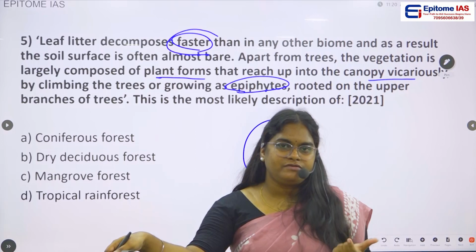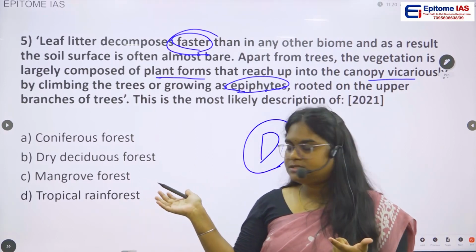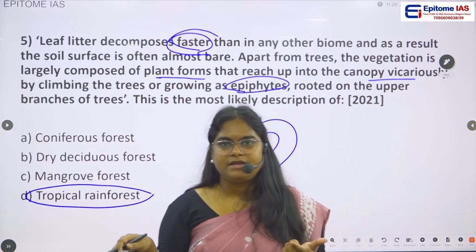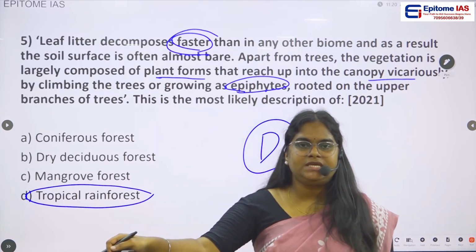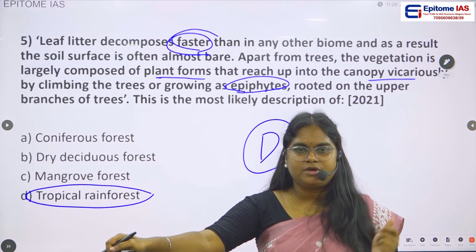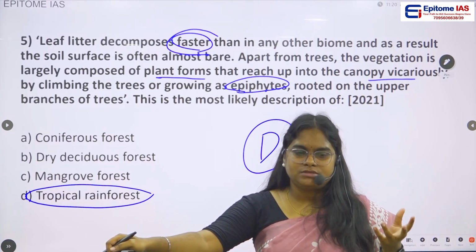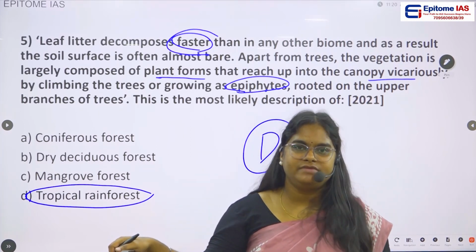And this is a property of which forest? Tell me the answer. The answer is tropical rainforest. So in tropical rainforest, we saw that the decomposition is very fast because of the humid climate and the heavy rainfall. The nutrients in the soil are very poor. That's what we saw, right?